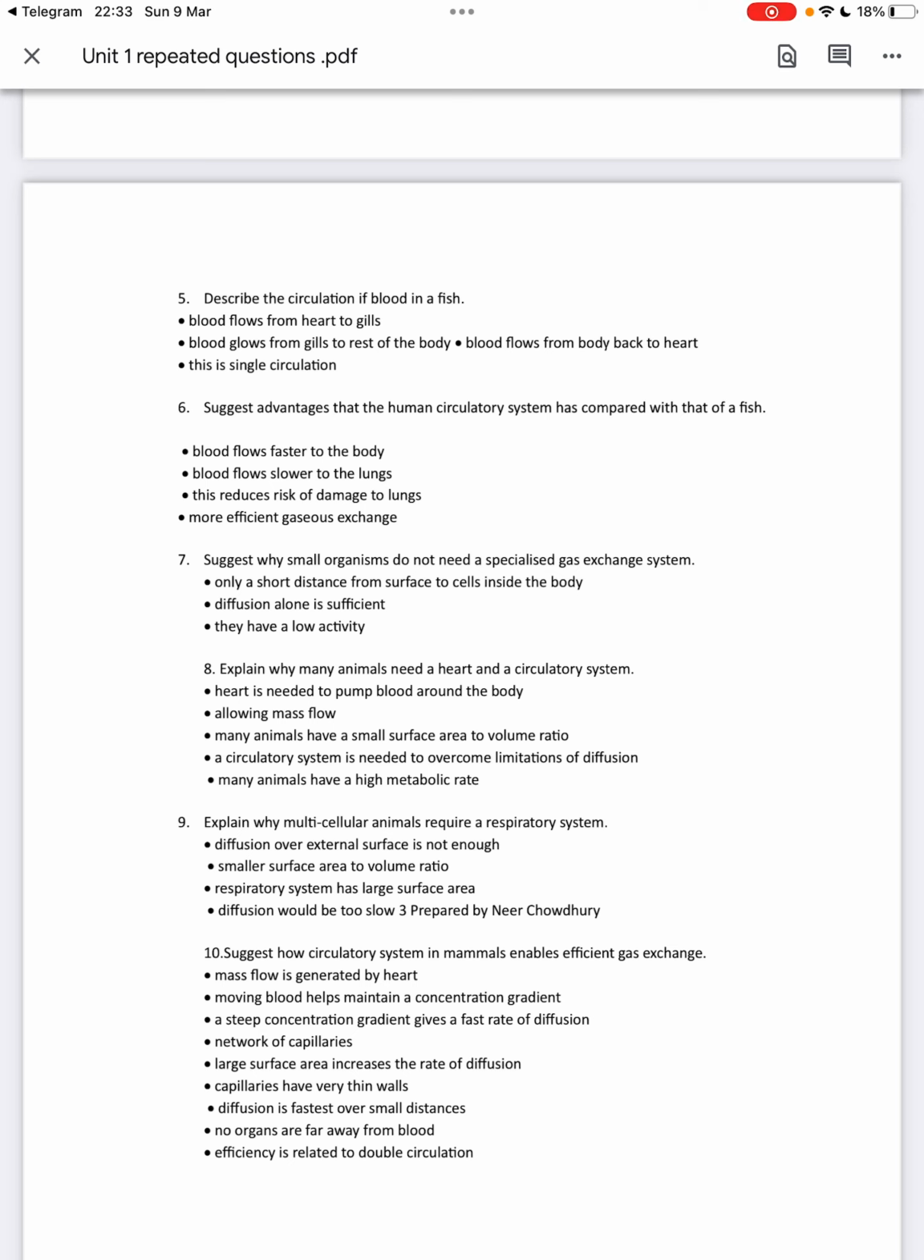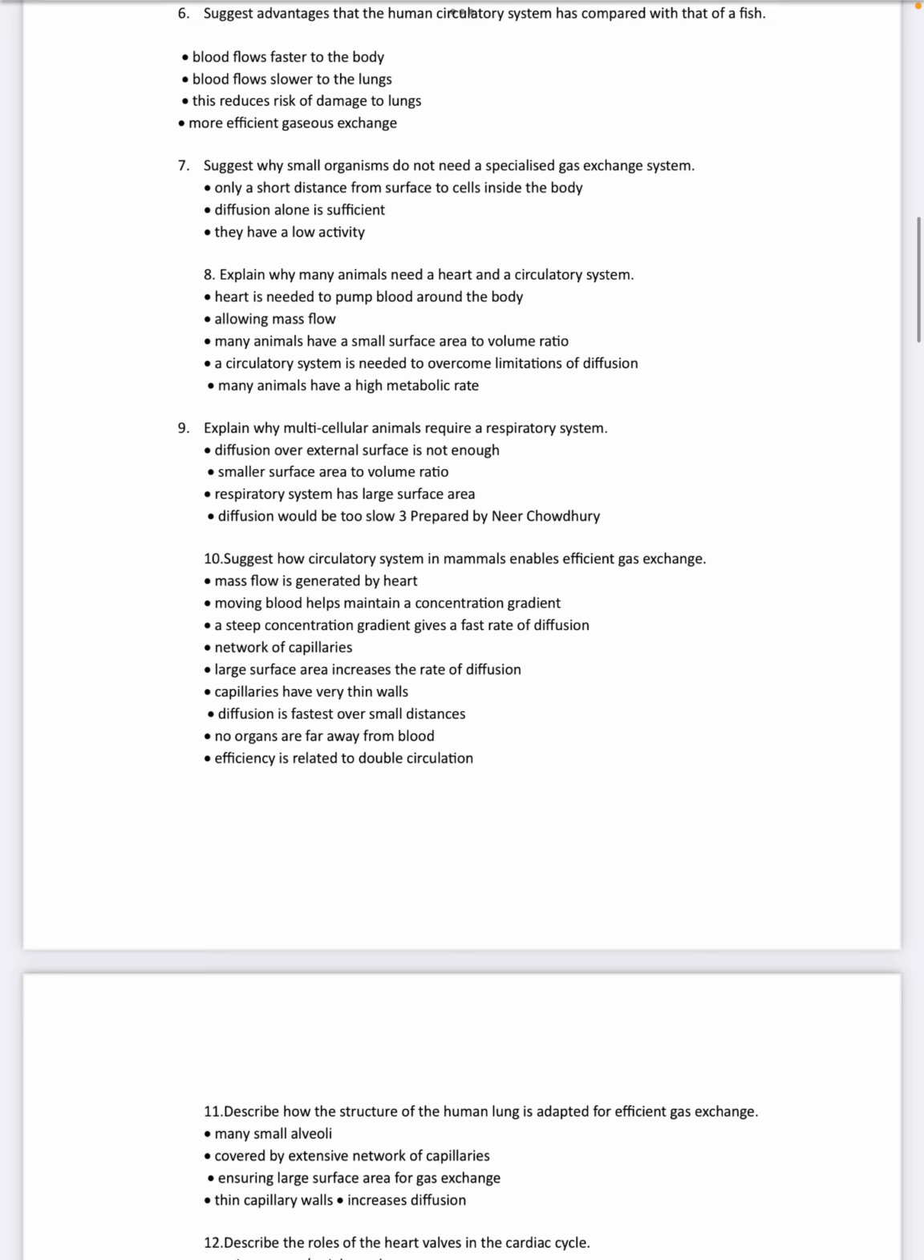Many animals have a high metabolic rate. Explain why multicellular animals require a respiratory system. Diffusion over the external surface is not enough. Smaller surface area to volume ratio. The respiratory system has a large surface area. Diffusion will be too slow.